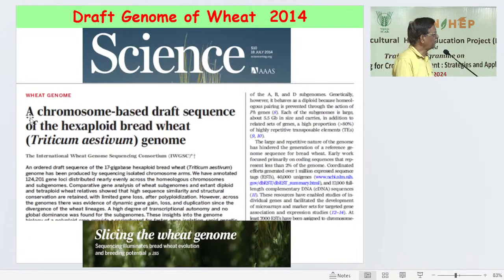And in 2014 the draft was published. This draft was still very incomplete, only 60% of the genome, but it was chromosome-wise sequence, because it was possible to isolate the chromosome specific DNA. So even though it was highly incomplete, it was arranged chromosome-wise. This is called the chromosome based draft sequence of hexaploid wheat. 25 countries, including some private companies, joined hands to complete this job.